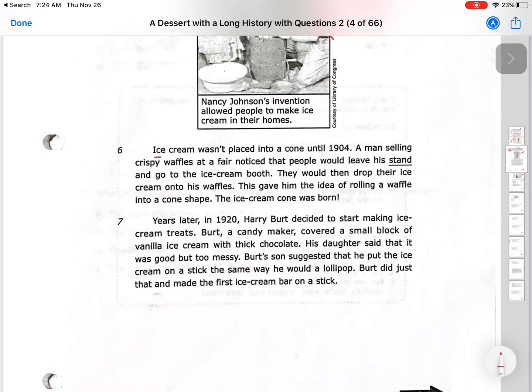Ice cream wasn't placed into the cone until 1904, so I can assume paragraph 6 is going to be about the cone. A man selling crispy waffles at a fair noticed that people would leave his stand and go to the ice cream booth. They would then drop their ice cream onto his waffles. This gave him the idea of rolling a waffle into a cone shape. The ice cream cone was born. So if we get a question about how the ice cream cone was invented, we know it's going to be in paragraph 6.